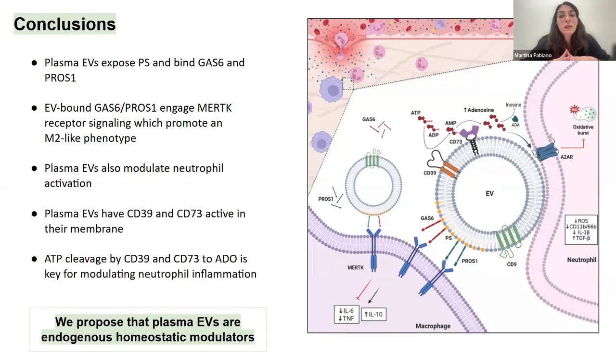Also, plasma extracellular vesicles modulate neutrophil activation, principally by the sequential cleavage of ATP by CD39 and CD73 in the EV membrane, and the final formation of adenosine, which acts on the A2A receptor. Overall, we propose that plasma extracellular vesicles are endogenous homeostatic modulators.